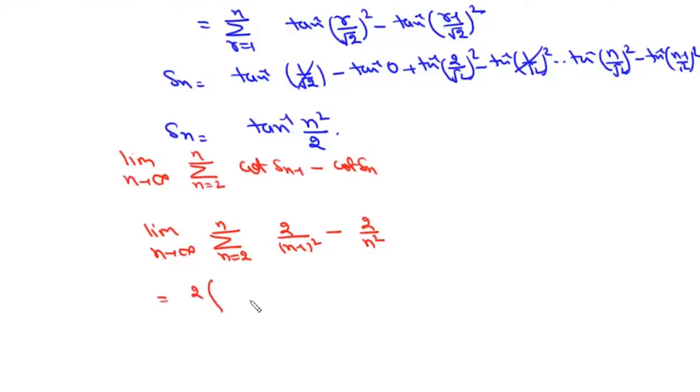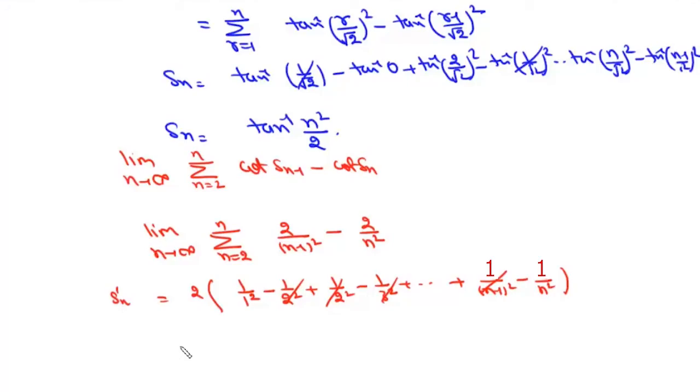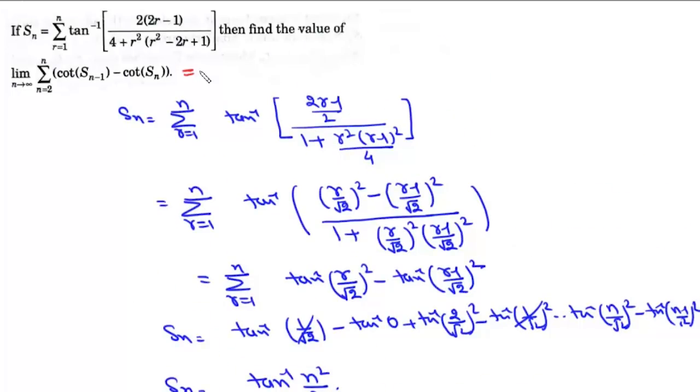Now if we put the value, we can write this as 1 upon 1 square minus 1 upon 2 square, 1 upon 2 square minus 1 upon 3 square, up to, now all these terms will cancel. So this sum S dash n will be given by 2 into 1 minus 1 upon n square. Now we need to find this limit, n tends to infinity. Now this is just 2. So the answer to this question is simply 2.